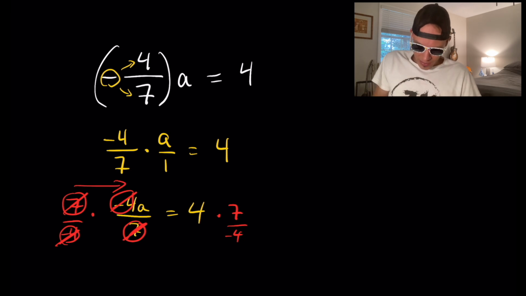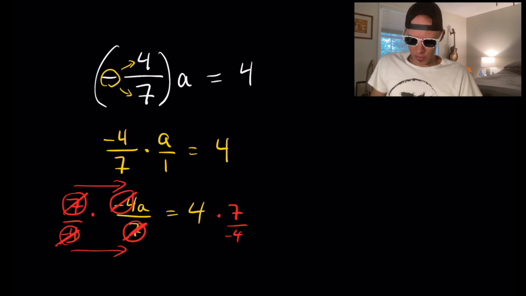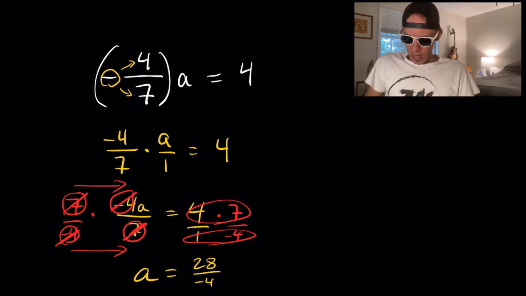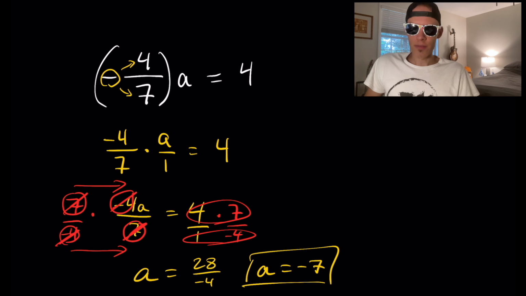Multiply the 7 times the negative 4 and the negative 4 times the 7, and you'll see that those numbers cancel out, and all you'll be left with is a equal to, remember we can write this 4 as a fraction, 4 over 1. So I'll multiply my top numbers. 4 times 7 is 28. And then multiply my bottom numbers. 1 times negative 4 is negative 4. And 28 divided by negative 4 is going to be negative 7. So a is equal to negative 7.